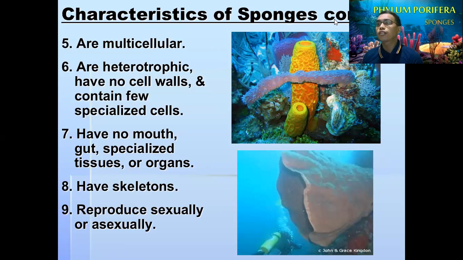Let's go to the characteristics of sponges. They are multicellular, they are heterotrophic, have no cell walls, and contain few specialized cells. And also, they have no mouth, guts, specialized tissues, or organs, and have skeletons. And lastly, they reproduce sexually and asexually.